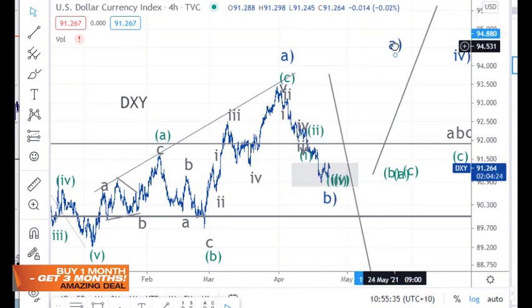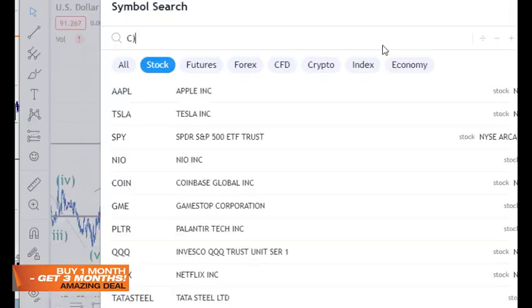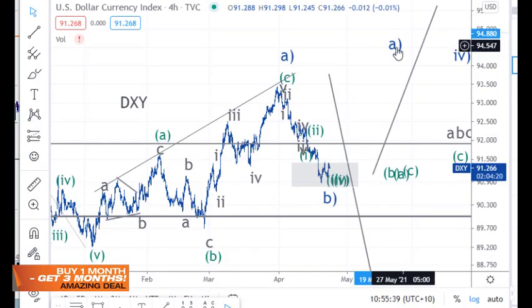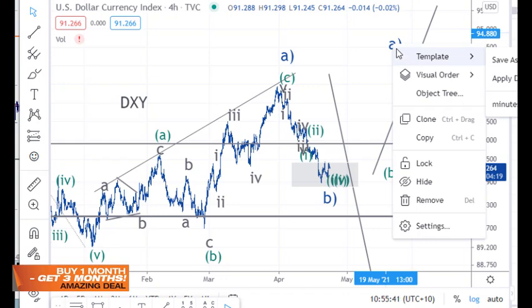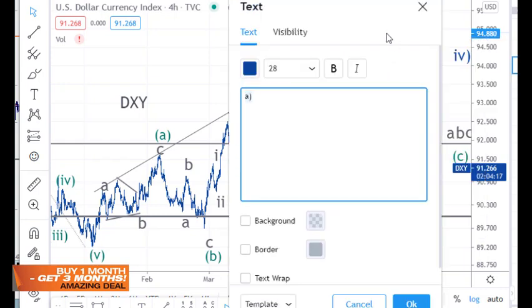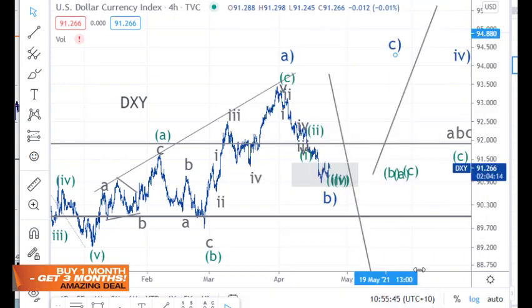Whoopsie daisy, that didn't work out well. Wave C there. So it could do this. I don't know yet. Okay, so it could have a larger thing here.